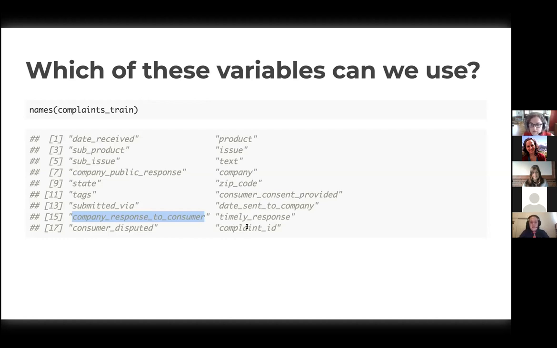And lastly, here we have a variable that may or may not give us anything valuable: the complaint ID. This could be a sequential number, just a unique identifier of the complaint itself, which doesn't give us any information at all. At most, if it's sequential, it could be a proxy for time, but we already have an accurate variable in the date received.